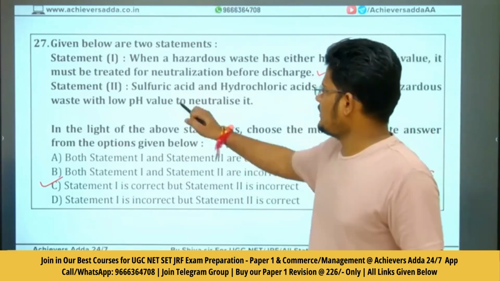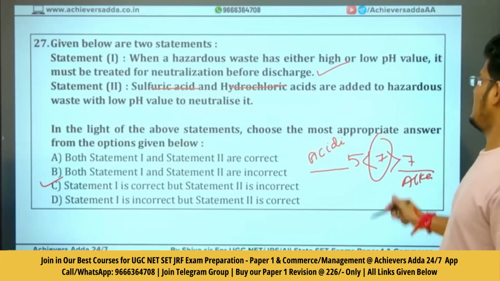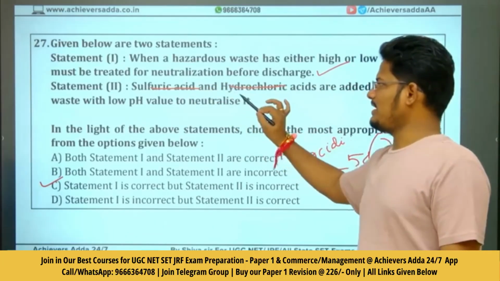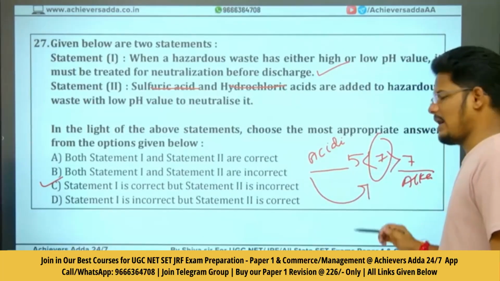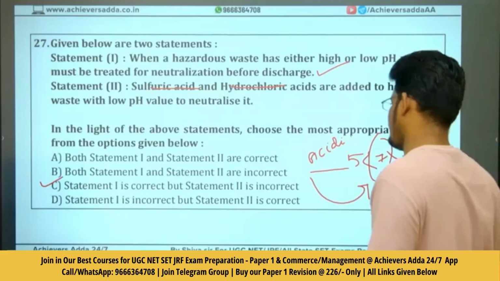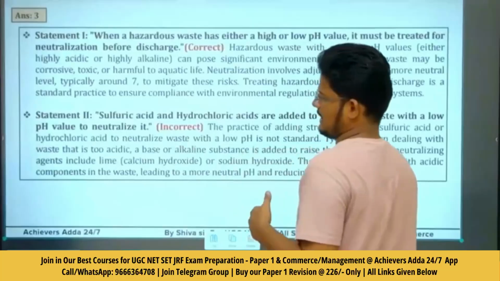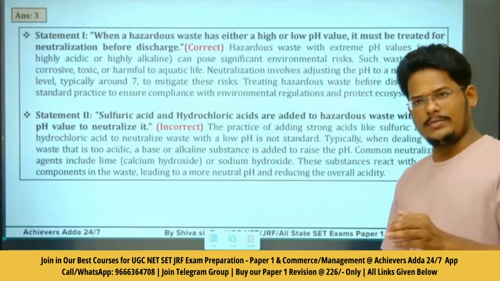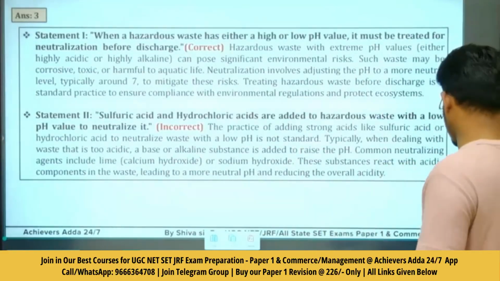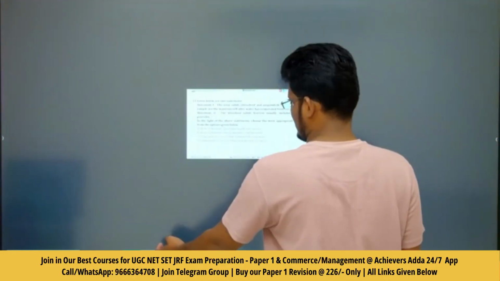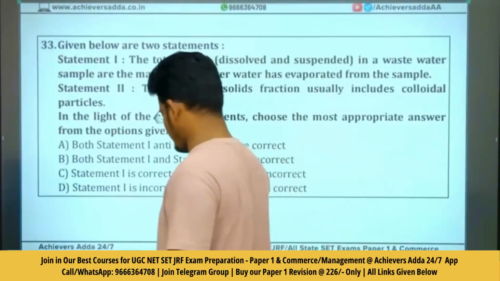So for that we will not add sulfuric acid or hydrochloric acid, because for this low pH value, bringing it from here to here, we should add something less acidic in nature. Those can be sodium hydroxide or calcium hydroxide, which we will add to bring it from the low pH value to a higher pH value to neutralize, to reduce the overall acidity. So whatever the acidity is, we will reduce it by adding sodium hydroxide.